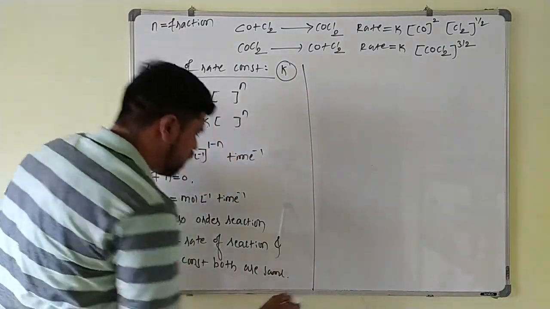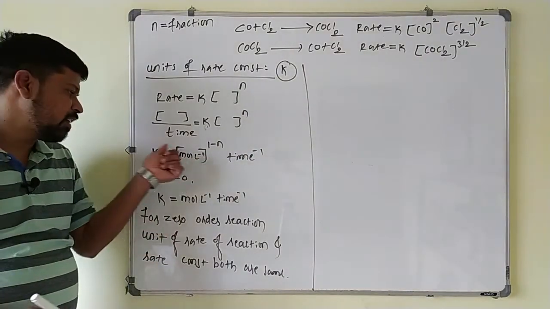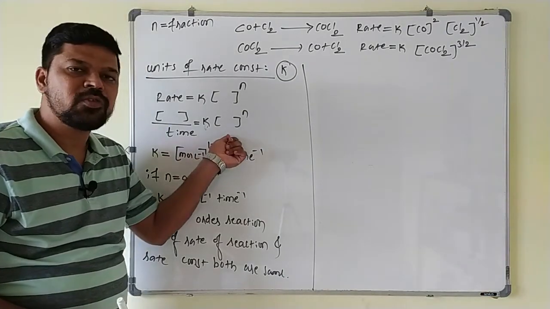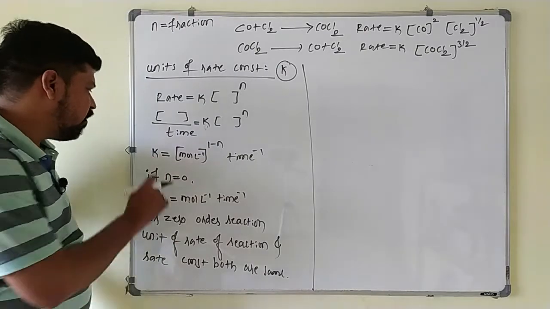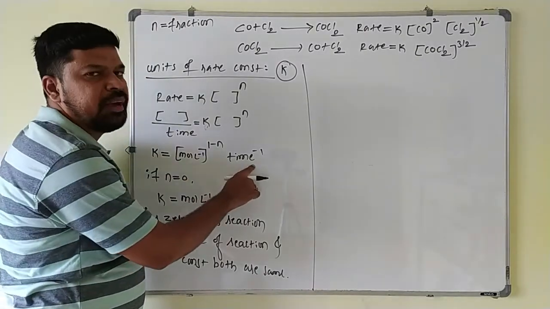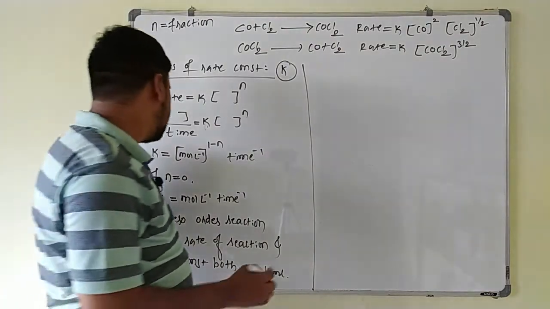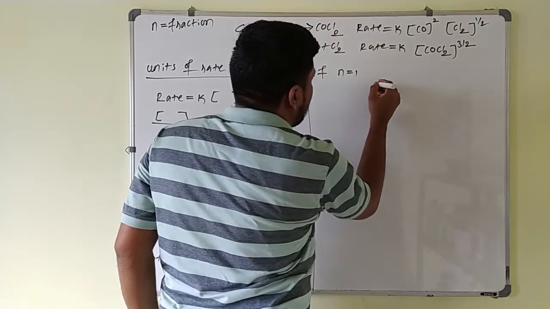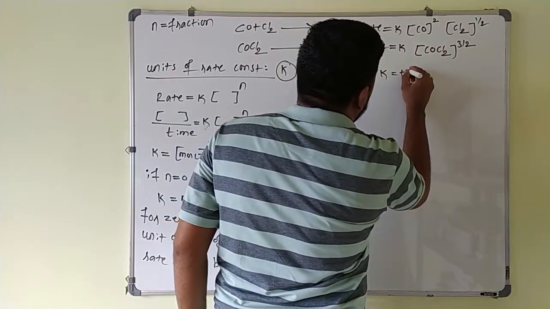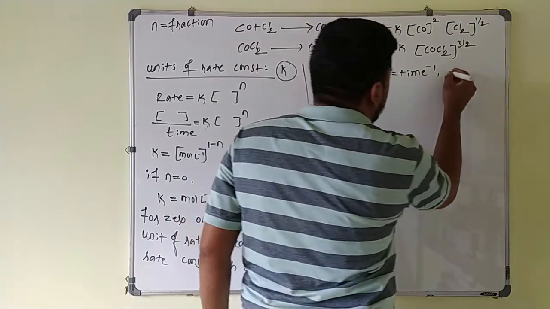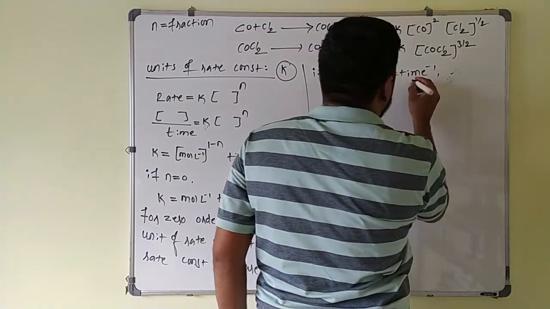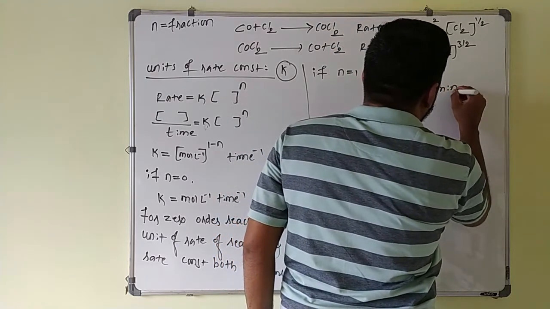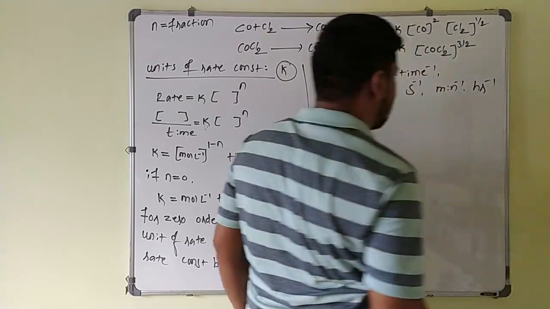Suppose if n value is equal to 1, for first order reaction, what will be the K value? n equal to 1 means 1 minus 1 is 0. Anything raised to 0 will be equal to 1 here. So the unit of rate constant for first order reaction will be per time: per second, per minute, per hour. You can write like that.